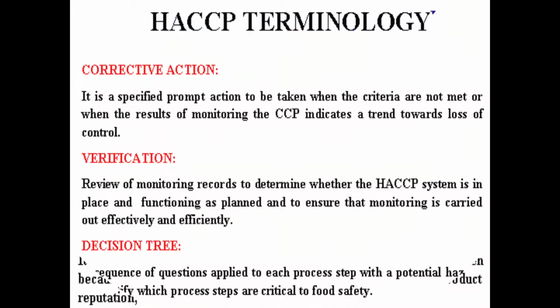Then HACCP terminology again. What is the corrective action? It is specified to promote the action to be taken when criteria are not met or when the results of monitoring the CCP indicate a trend toward loss of control. If the temperature given in the protocol is 75 degrees, 82 degrees centigrade, and still we are not meeting it, the temperature is not met with the standards, so we have to take action.